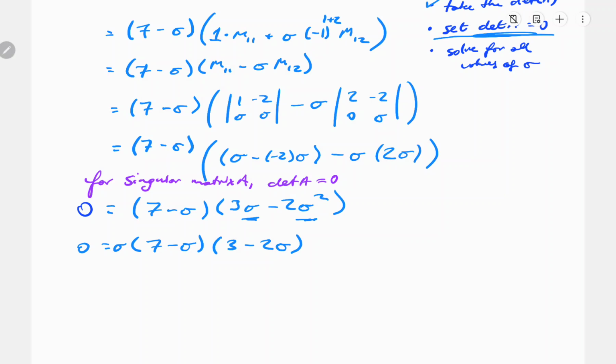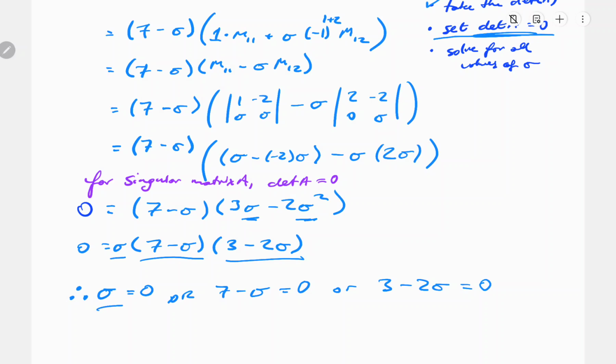Obviously any one of these terms can equal 0, and that would make the whole thing equal 0. That's how this works. You've probably done it a million times before. So we can declare that one solution is sigma equals 0. The other, or 7 minus sigma equals 0, or 3 minus 2 sigma equals 0. So now if we isolate for sigma in all of these, this one's already isolated, so we have sigma equals 7, and then 3 is equal to 2 sigma, so that means sigma is equal to 3 over 2.